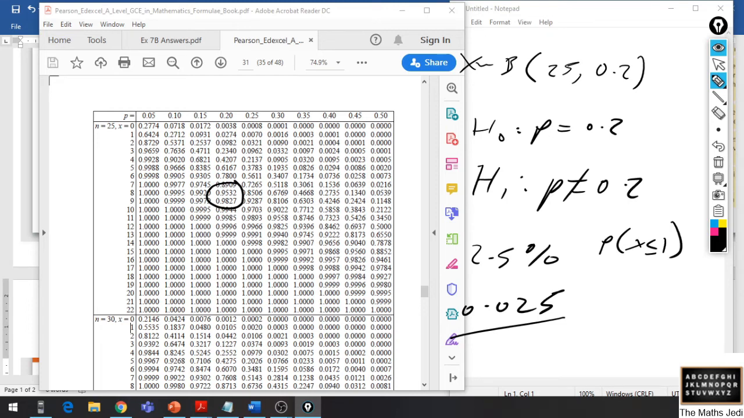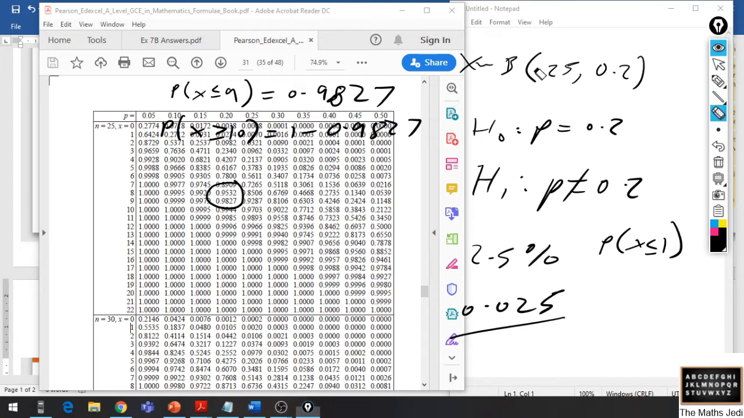So first of all, let's focus on 8 and 9 and understand what's going on. With 9 particularly, the probability of it being less than or equal to 9 is 0.9827. So the probability of it being more than or equal to 10 will be 1 minus 0.9827. That's a bit similar to last time. If I rub this out, it gives me a bit more space to write.